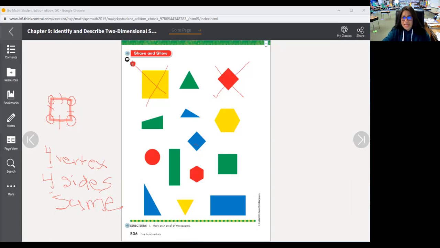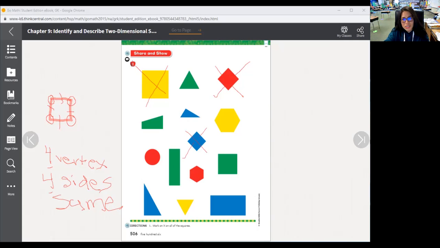See, they're different. And it moves. This one has moved. Even though it has moved, it's still a square because it still has 4 vertex, 4 sides, and they all are the same. So yes, this one is a square. So we're gonna put an X on it.